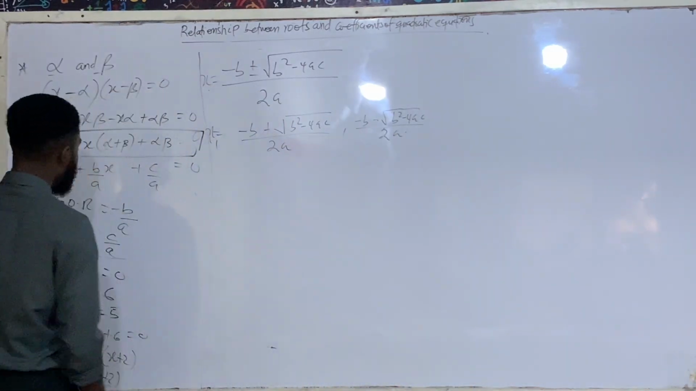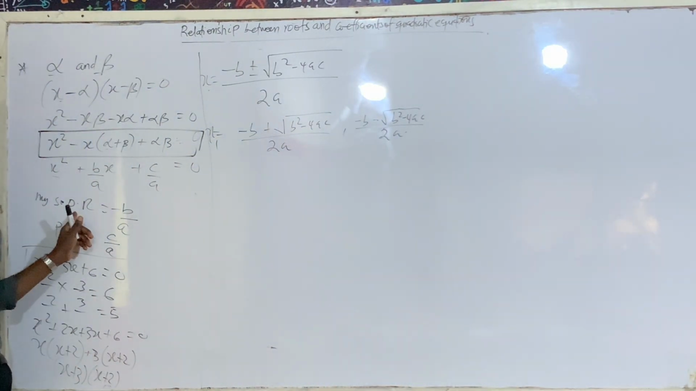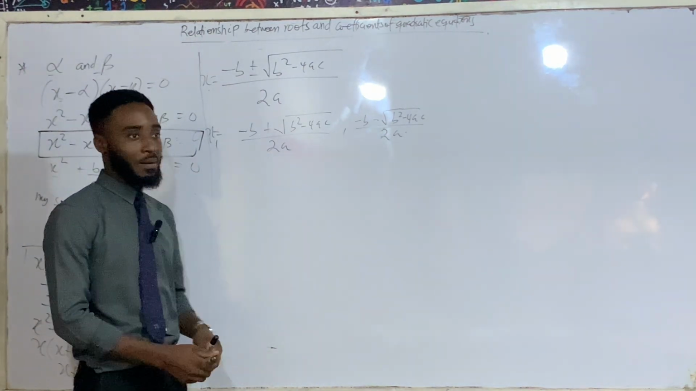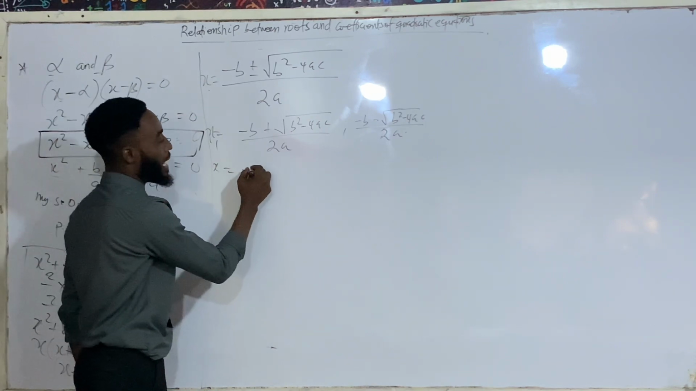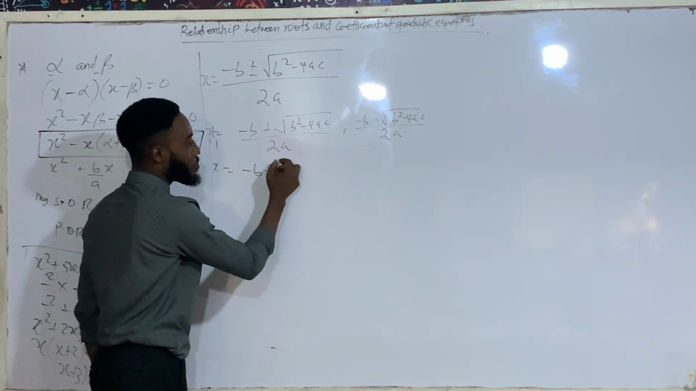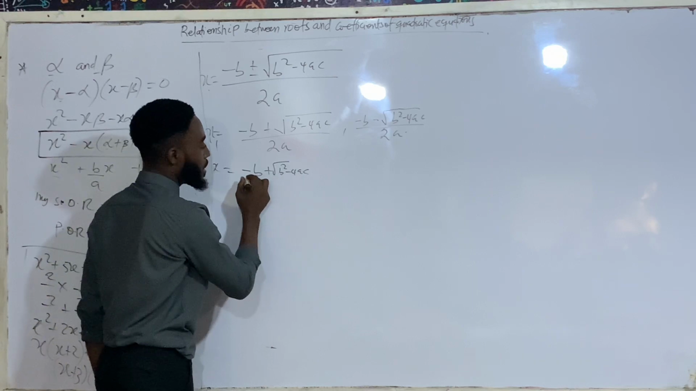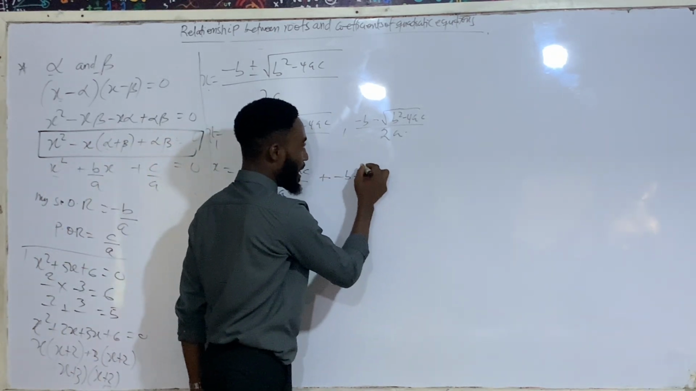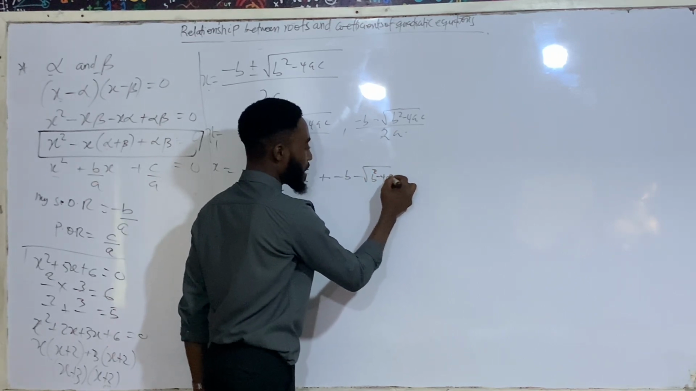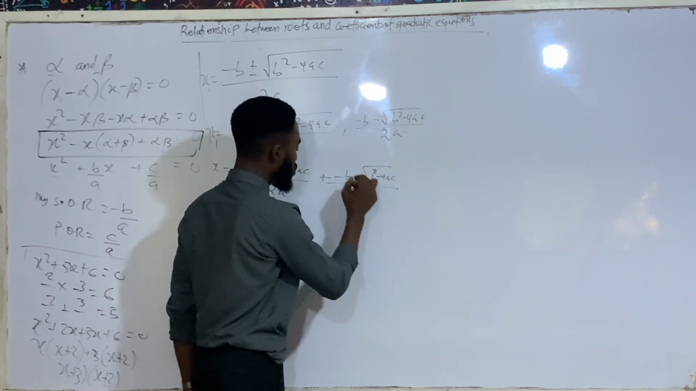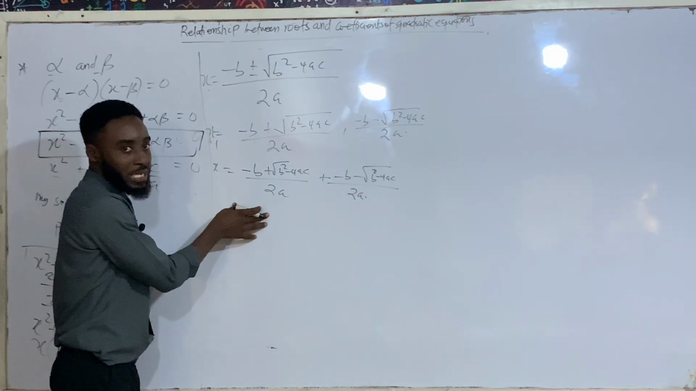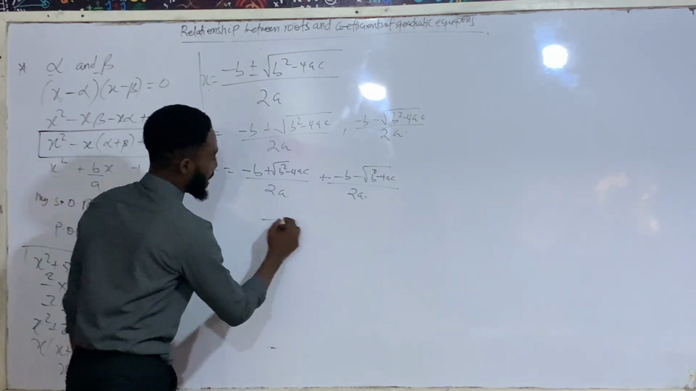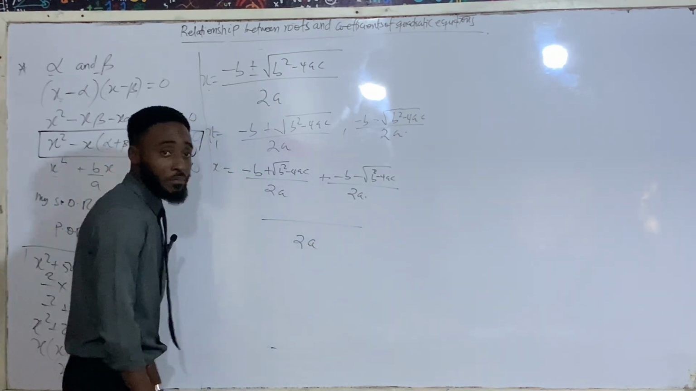So let's see what happens. I'm looking for the sum of the roots. So if these two are going to be the roots, what will be their sum? It will be minus b plus root of b squared minus 4ac all over 2a, plus minus b minus root of b squared minus 4ac all over 2a. Now, what kind of fractions are these? Of course, like fractions. So I would have my denominator to be 2a, right?